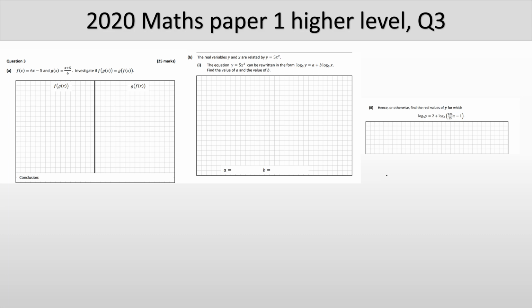Part B of the question, the real variables y and x are related by y equals 5x squared. The equation y equals 5x squared can be written in the form log 5y equals a plus b log 5x. Find the values of a and b. So pretty much they're asking you to turn the indices y equals 5x squared into logs, the log 5y equals etc. And then part 2 of part B, it's saying hence or otherwise find the real values of y for which log 5y equals 2 plus log 5 of (126 over 25x minus 1).